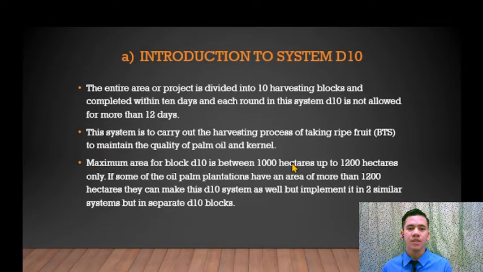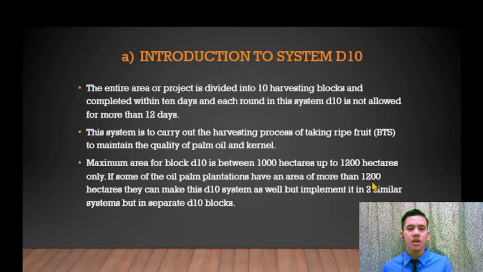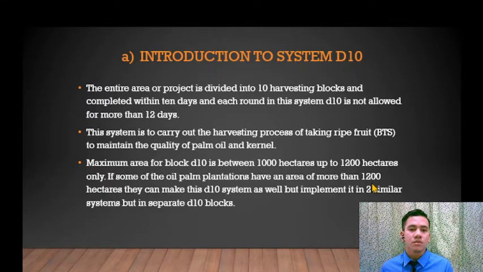Introduction to System D10. The entire area of the project is divided into 10 harvesting blocks and completed within 10 days, and each round in System D10 is not allowed to take more than 12 days. This system carries out the harvesting process of taking ripe fruit (BTS) to maintain the quality of palm oil and kernel. The maximum area of Block D10 is between 1,000 hectare up to 1,200 hectare only.